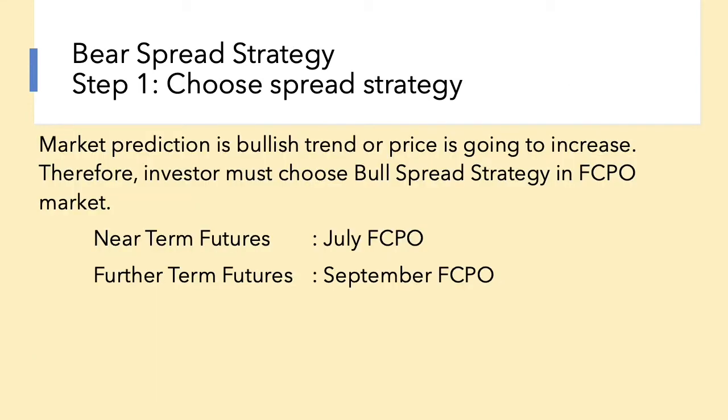So step number 1, you need to choose your spread strategy. The market prediction is bullish trend, or price is going to increase. Therefore, the investor must choose bull spread strategy in FCPO market. Then you need to identify your near-term and further-term futures. So in this case, near-term is July FCPO and further-term is September FCPO contract.